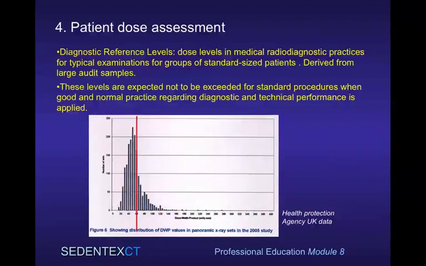This level represents the third quartile points. 3/4 of dentists, or dental X-ray equipment, lie below this level in terms of dose. The rationale behind this is that if 3/4 of dental practices can achieve doses lower than this level, the other quarter should be able to achieve it by optimization methods.